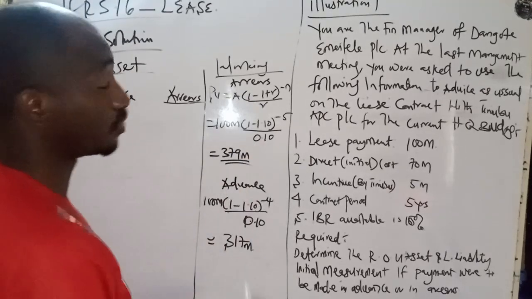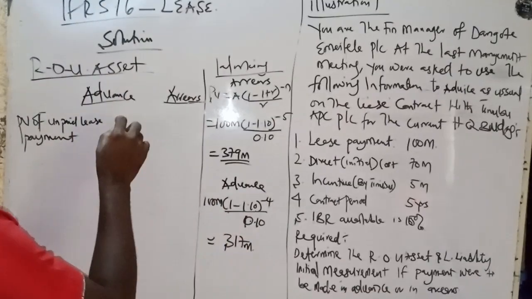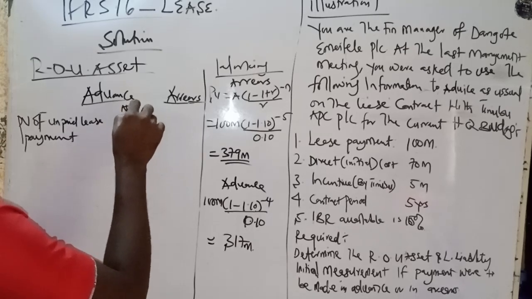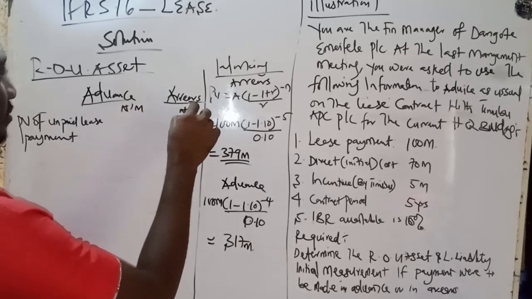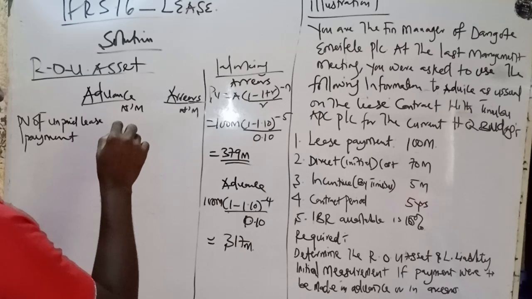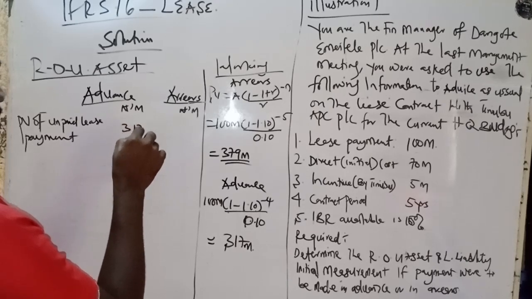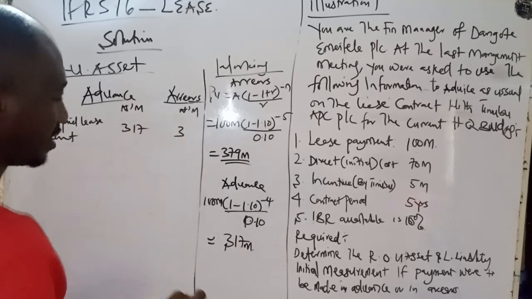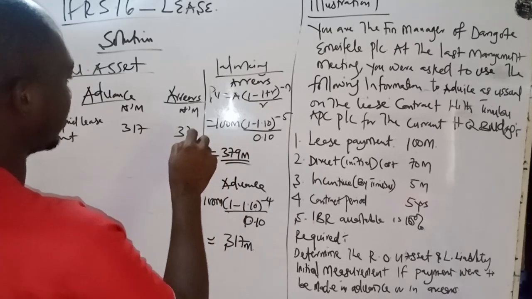You see, there is a difference between the two. So let's put it down here. So we have our rounding off figure like this. So this one is 317, whereas this one is 379.